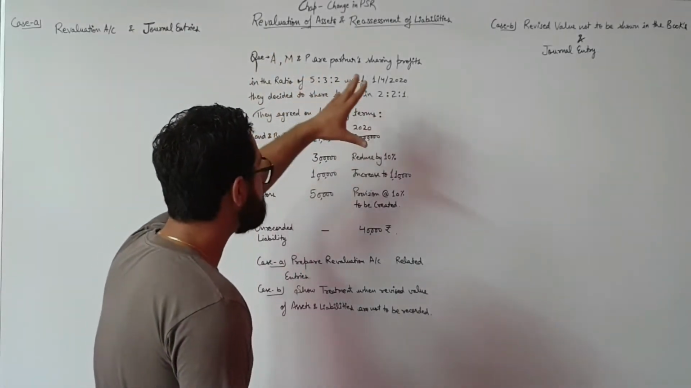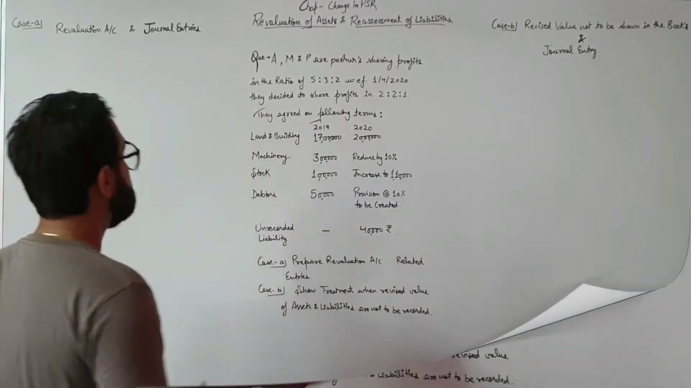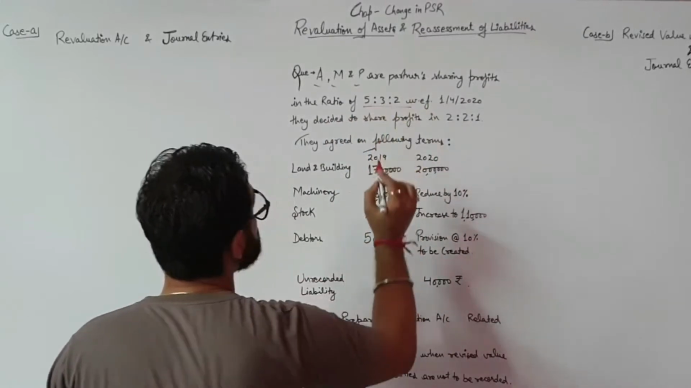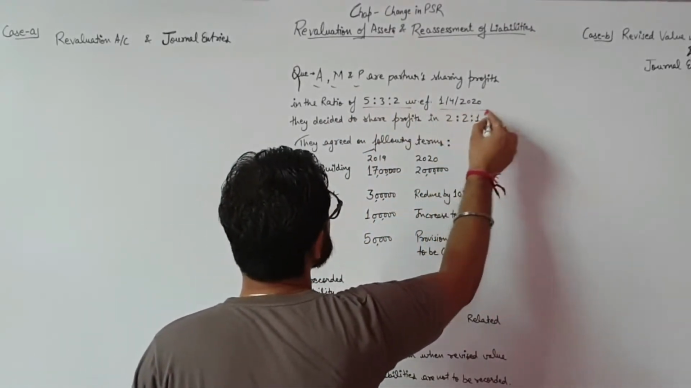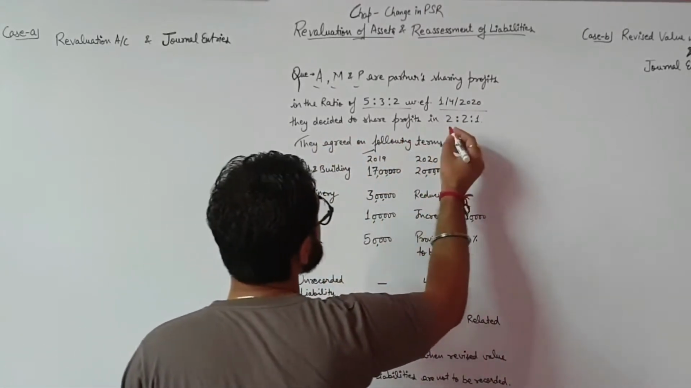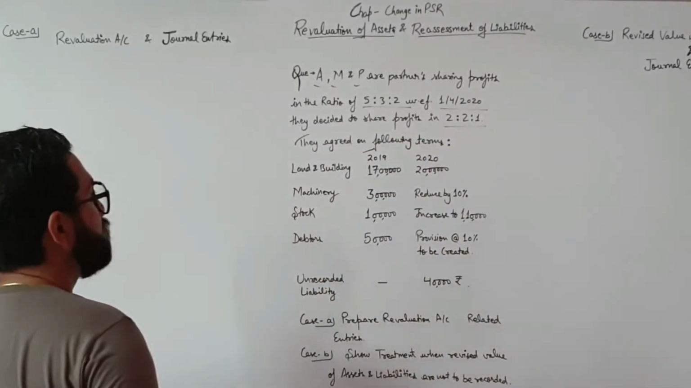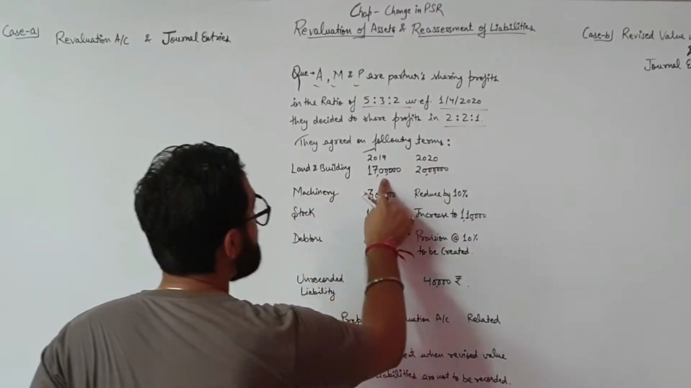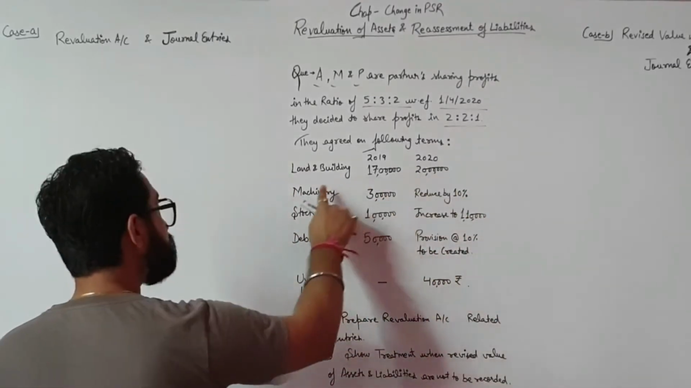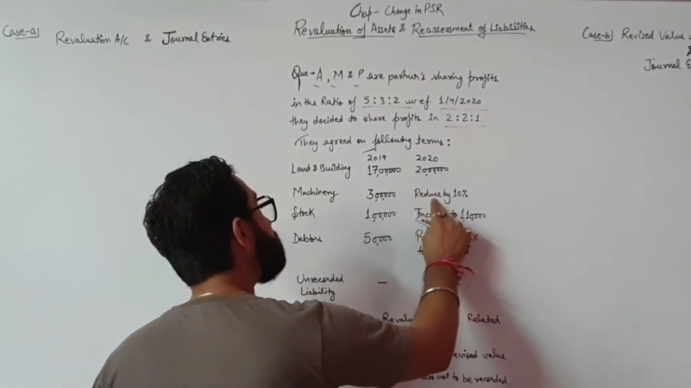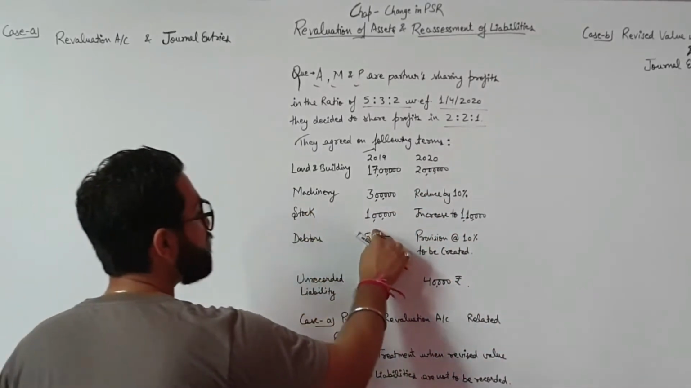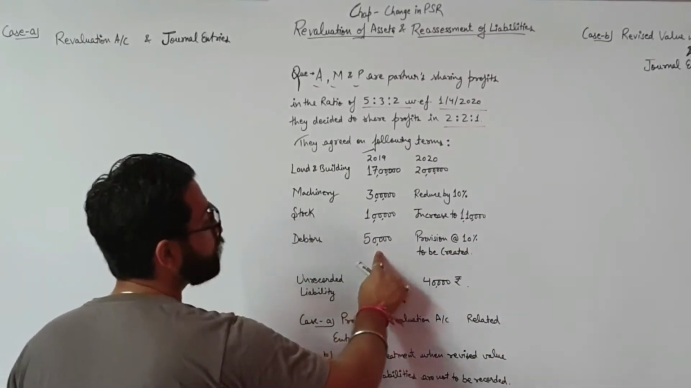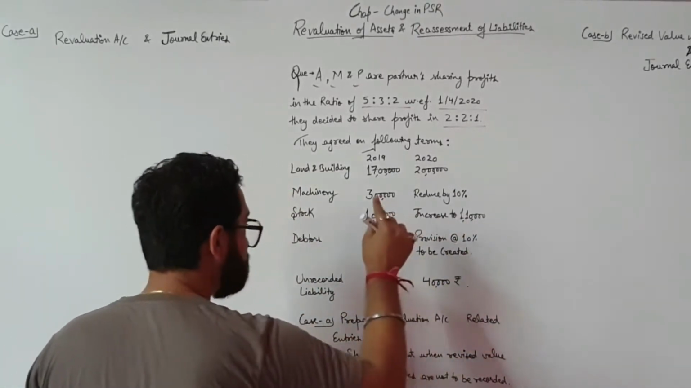Revaluation of assets and reassessment of liabilities. Question. A, B and C are partners sharing profits and losses in the ratio of 5:3:2. With effect from 1st April 2020, they decided to share the future profits in the ratio of 2:2:1. They agreed on the following terms. Land and building was 17 lakh, now it is 20 lakh. Machinery was 3 lakh, now it is to be reduced by 10%. Stock is 1 lakh and it is to be increased to 1 lakh 10,000. Debtors are 50,000, provision at the rate of 10% to be created.